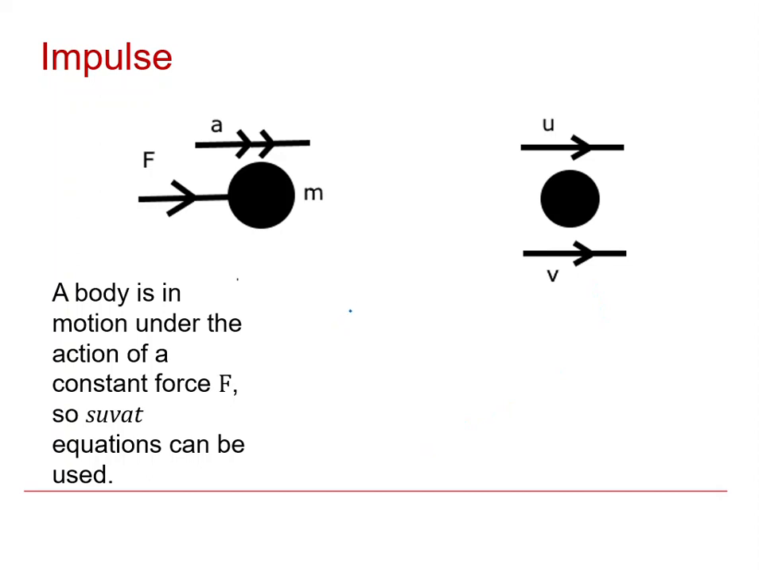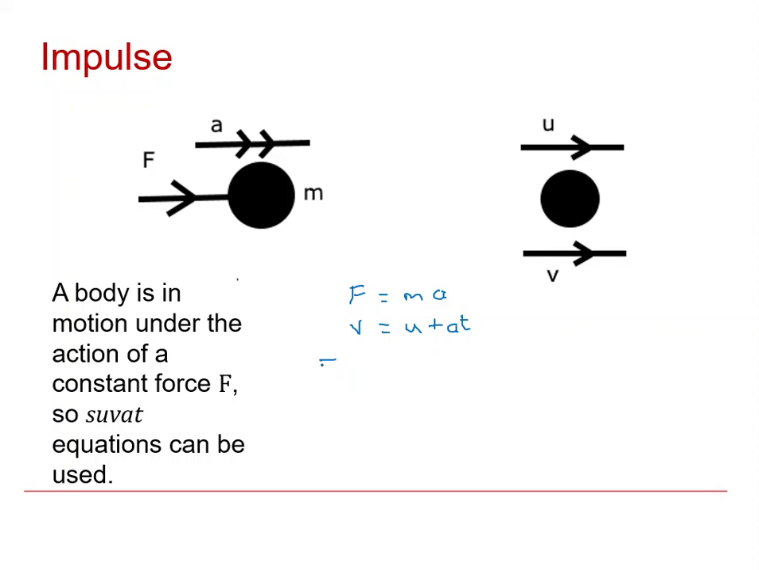Now we can analyse this using Newton's second law, which tells us that F is equal to ma. We can also use suvat, because if the force is constant, so is the acceleration, so it's appropriate to use the equation v equals u plus at, and v and u have there exactly the meaning they have on the diagram up and to the right.